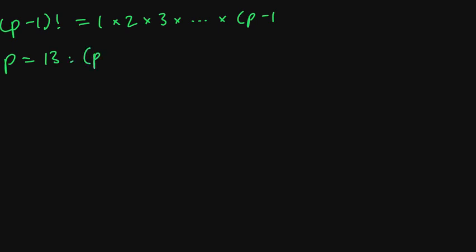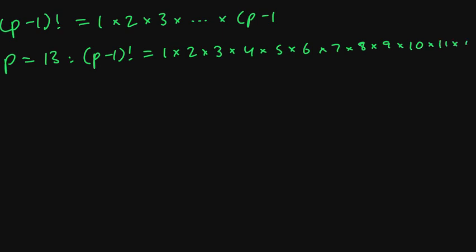So (p minus 1) factorial equals 1 times 2 times 3 times 4 times 5 times 6 times 7 times 8 times 9 times 10 times 11 times 12. That's a lot of numbers. So let's see, what can we pair up with what to get numbers that are congruent to 1 mod 13? Well, first of all, we can pair up 2 and 7, because 2 and 7 multiply to 14, and that's 1 more than 13. Also, we can pair up 3 and 9.